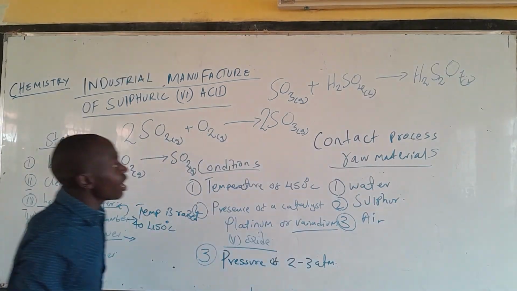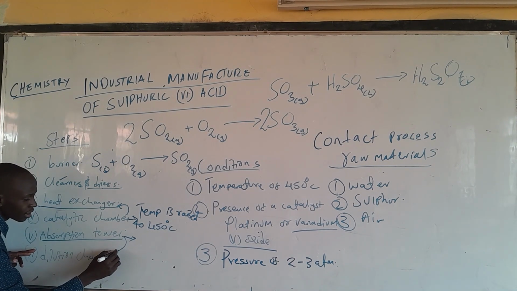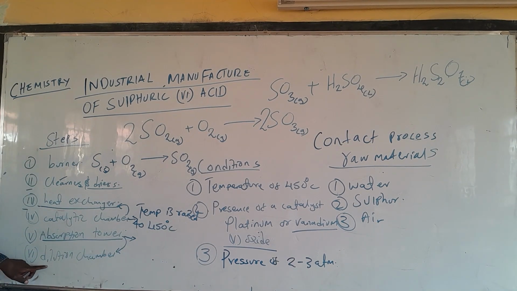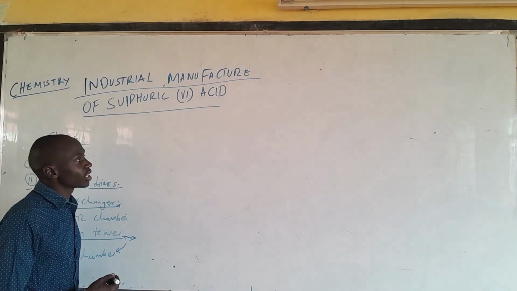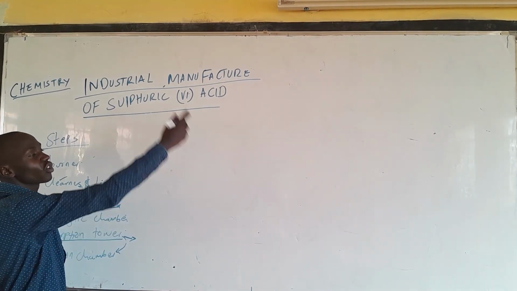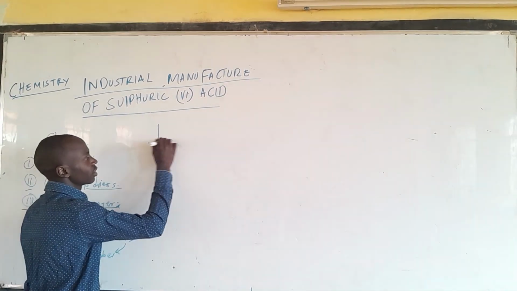Now, the oleum produced from the absorption tower is then moved or pumped to the dilution chamber, where it is mixed with a lot of water. That is, it is diluted with a lot of water for us to obtain concentrated sulphuric 6 acid. And in summary, we can develop what is referred to as a flow chart for the whole contact process. So the flow chart will be in this manner.